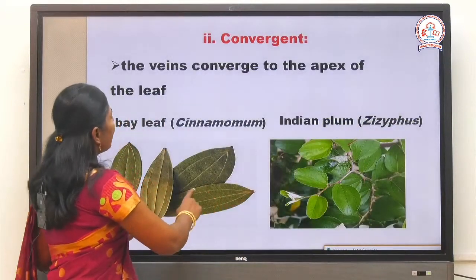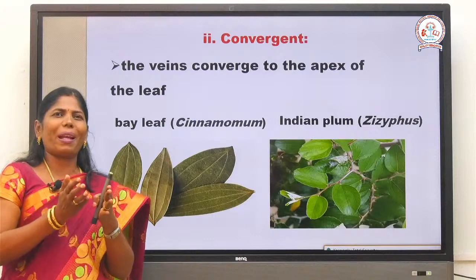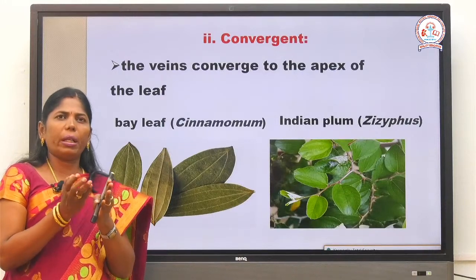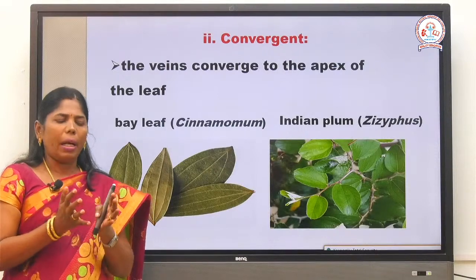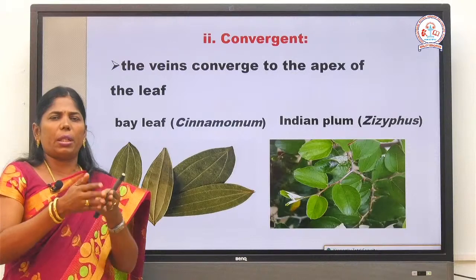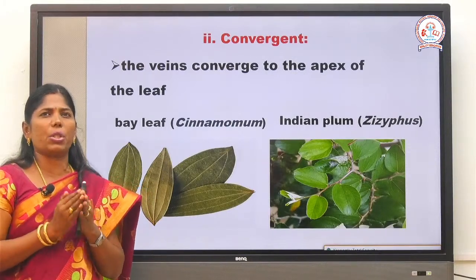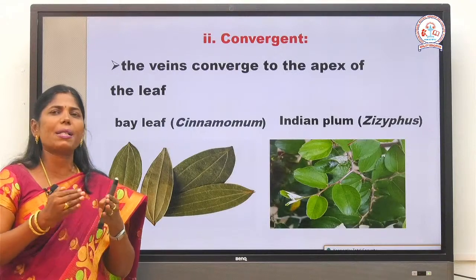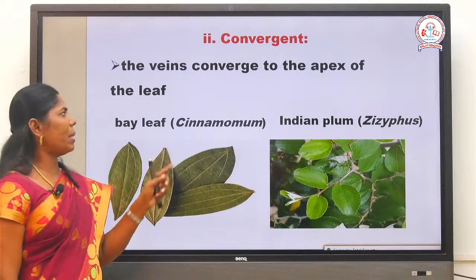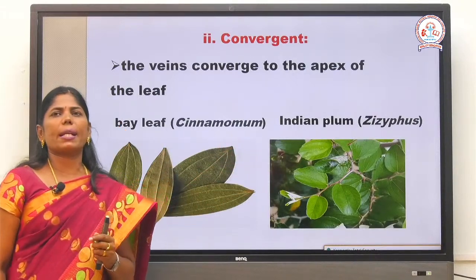Another one is convergent. Convergent means all the branches of the midrib arise from the base of the leaf, that is, the base of the lamina, and everything converges in the tip region, meeting at one place. That is why it is called convergent. The veins converge to the apex of the leaf, the tip of the leaf. The bay leaf, Cinnamomum, is an example. Another one is the Indian plum, Ziziphus, which is an example for that.